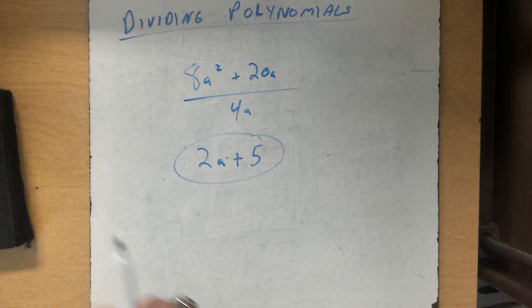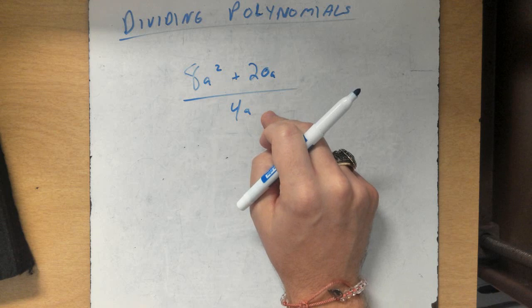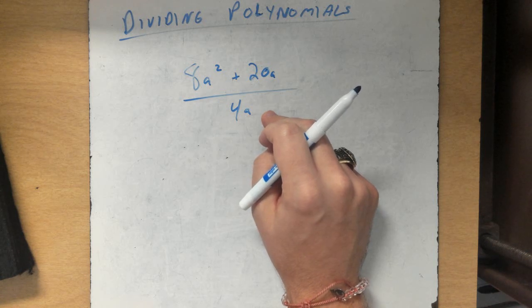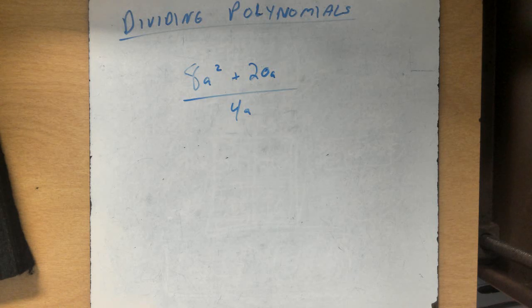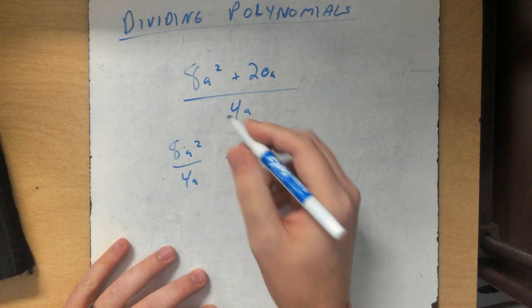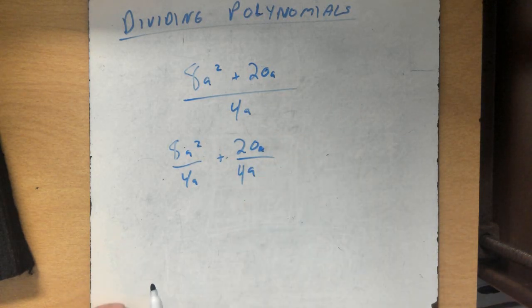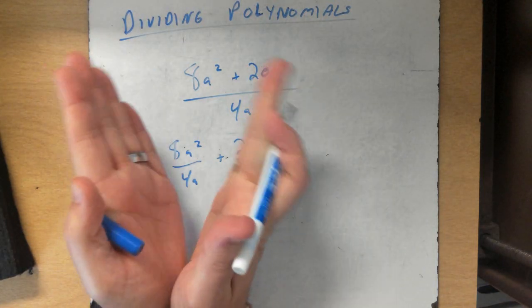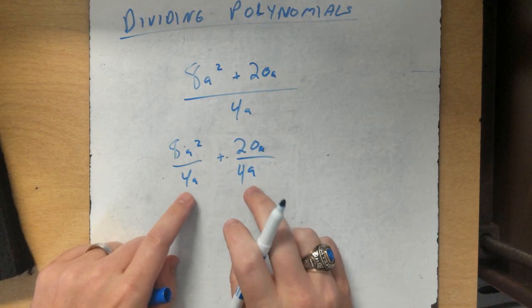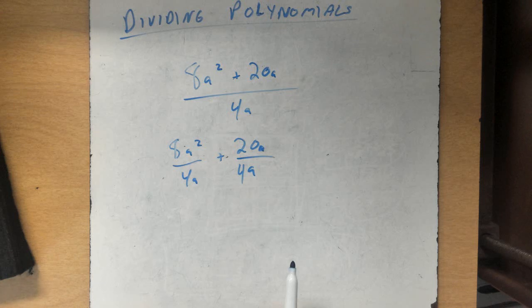Now another way to do this is you can split this problem up into two and solve it out. You might find this easier to understand and comprehend. So we can go 8a squared over 4a, and then plus 20a over 4a. Basically I just split it up into this, which is the same thing as what we have here. You can solve this part and then this part as it is, and maybe it's an easier way to see it.